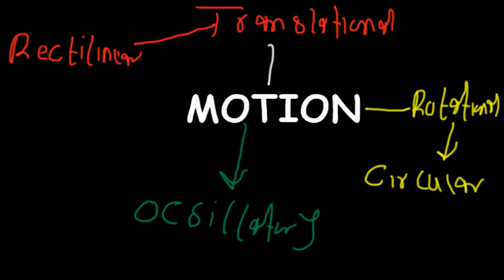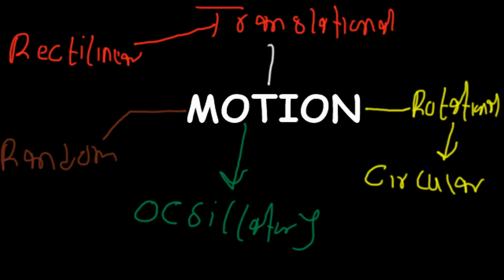So for the last type of motion, which is known as random motion. So what exactly is random motion? Random motion is the movement of an object from one point to another in an irregular manner or in a zigzag manner. So random motion is the movement of an object in an irregular manner or in a zigzag manner.